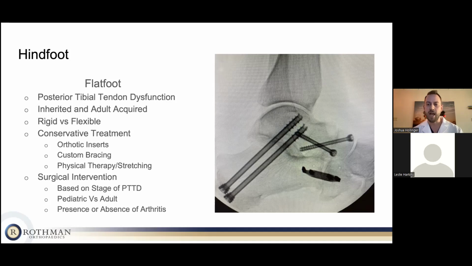So there are times when a procedure like the one I have shown here in the x-ray on the right is necessary, where we fuse 2 or 3 of the joints in the rear foot to recreate the arch because there's been significant joint destruction. And there's other cases where the joints may look really good, and we can do procedures that involve maintaining the motion of those joints in order to correct them.